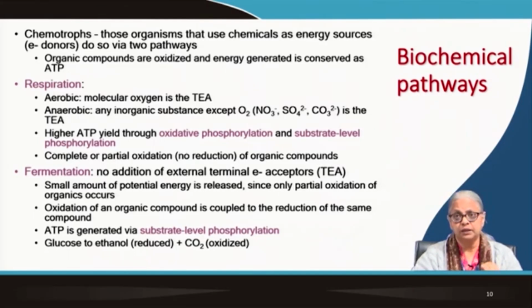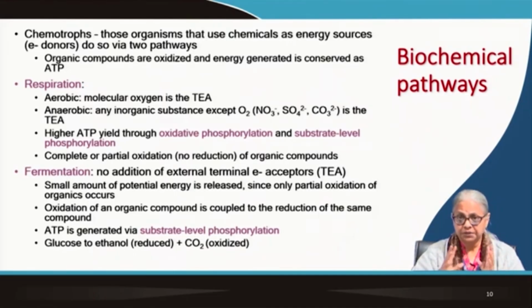So the same organic compound, whether it's pyruvate, acetate, glucose, whatever it is, is going to be partially oxidized and partially reduced. So half of it will be reduced, half of it will be oxidized. Whatever electrons are being generated in the oxidation reaction will be picked up in the reduction reaction. So, because there is no combination with an external terminal electron acceptor, very small amounts of energy are released because you get only partial oxidation of the organic compound.